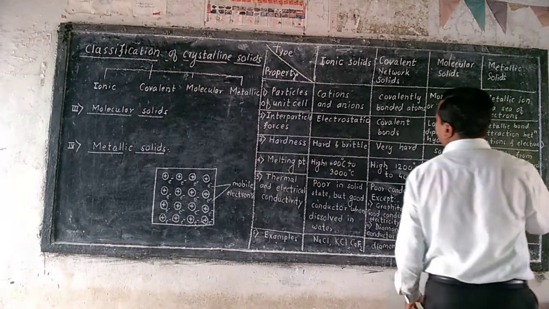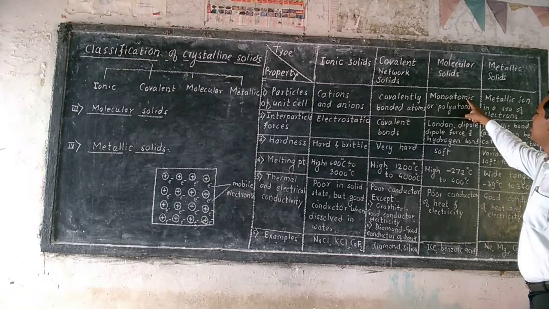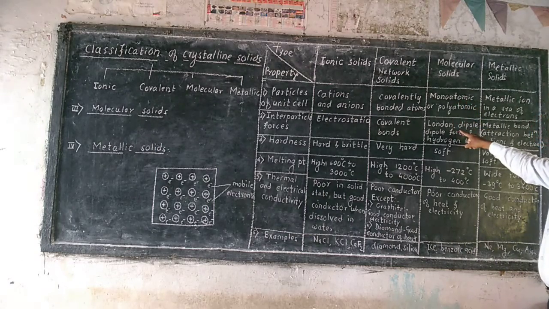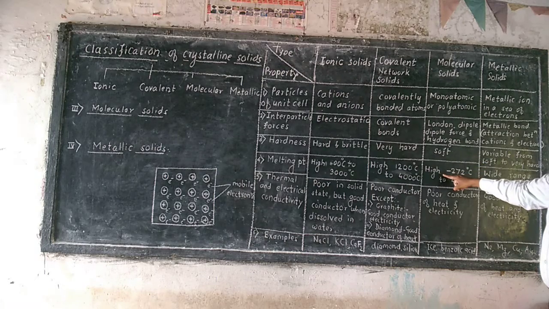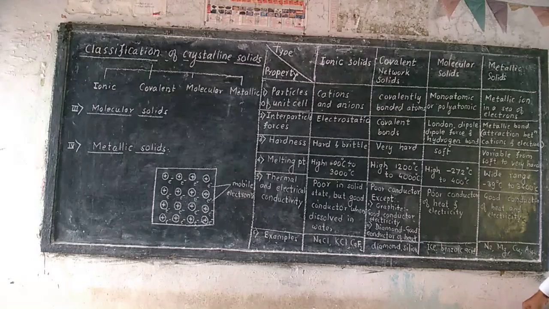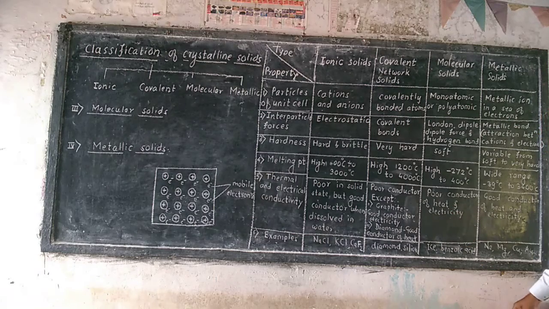Then molecular solids, here particles of unit cells are monoatomic or polyatomic. Forces we have seen earlier: London forces, dipole forces and hydrogen bond. They are soft, their melting point is from minus 272 degrees Celsius to 400 degrees Celsius. They are poor conductors of heat and electricity. Examples: ice, which is water, H2O, and benzoic acid.